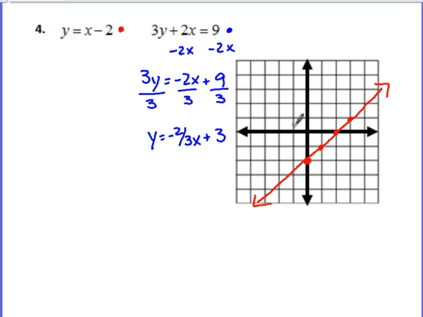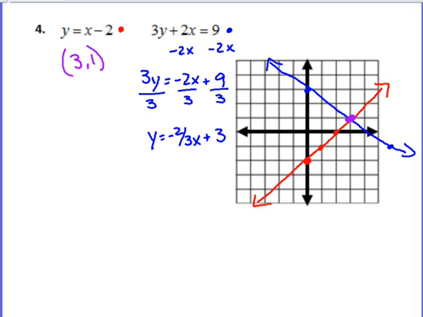So now I'm going to graph this. I go up 3, and then I'm going to go down 2, right 3. Down 2, right 3. Alright, and draw that line. Okay, then my solution is where they cross. So right here, that ordered pair is 1, 2, 3, so (3, 1) is the solution.